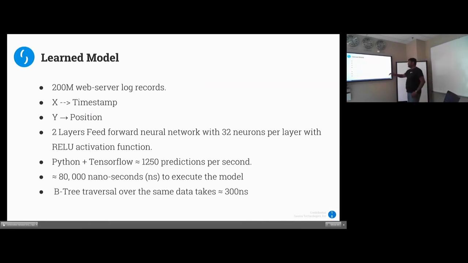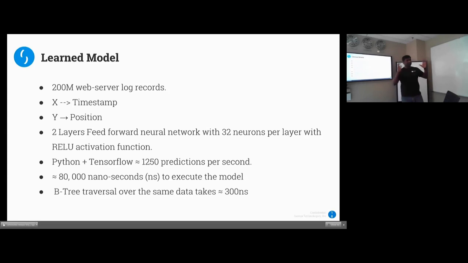So the first thing was they modeled this on 200 million web server log records, in which the timestamp is x. In any predictive model you'll have an x and y. Y is your target, x is your independent variables, so you model using that. So x in this case is the timestamp, y is position. What they've done is take a two-layer feed-forward neural network.